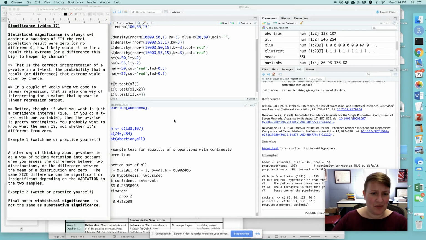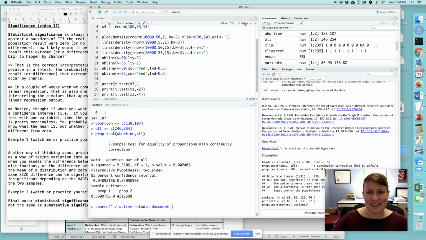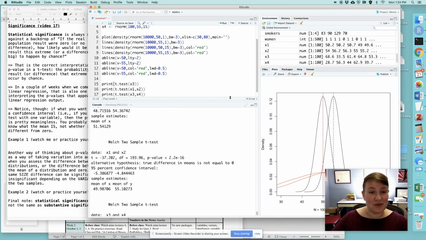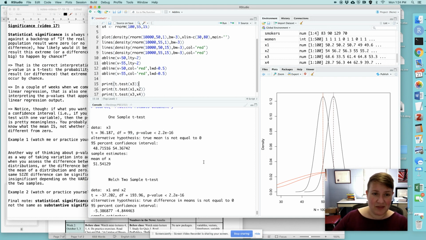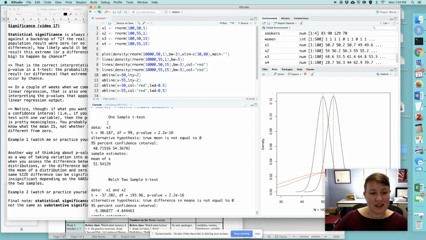So I want to just sort of go through a t-test example. You don't need to reproduce any of this code. These are all examples that we are just going to sort of check through. So the first thing I've done, looking in the console, is a one sample t-test. That's what you should have done in your homework. And the data is x3. So x3 up here is a sample of size 100. So 100 random numbers taken from a normal distribution with a mean of 50 and a standard deviation of 15. So it's kind of a wide-ish curve.